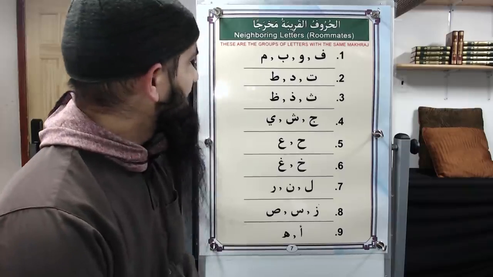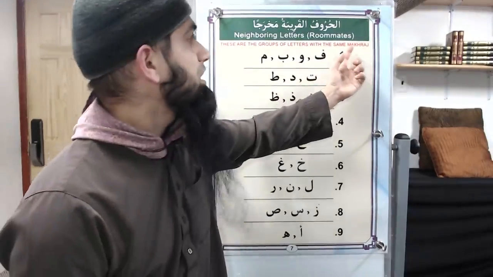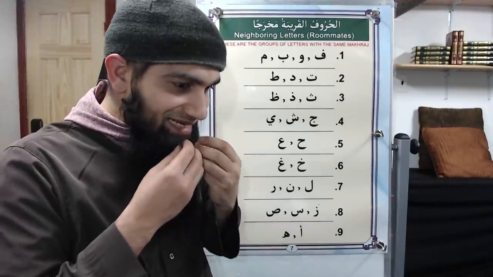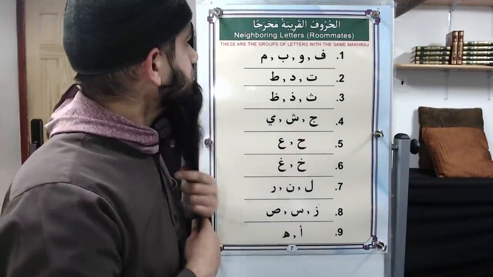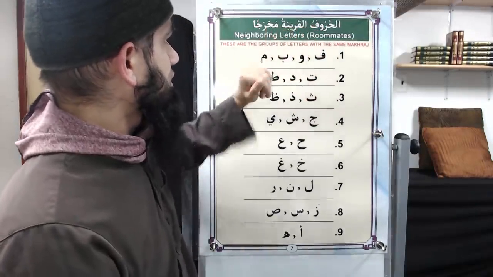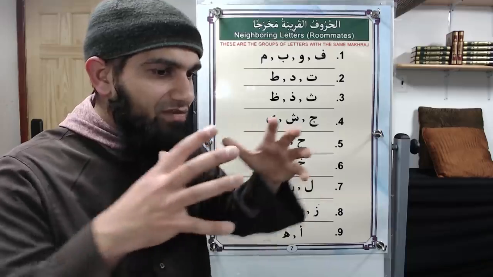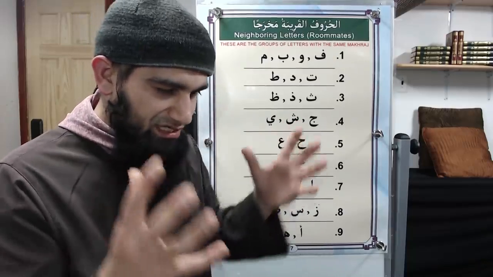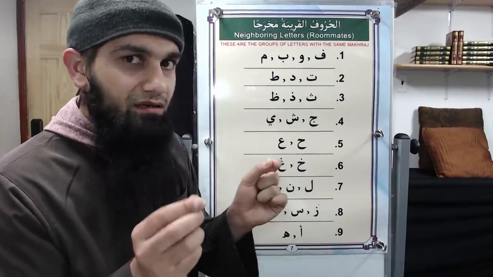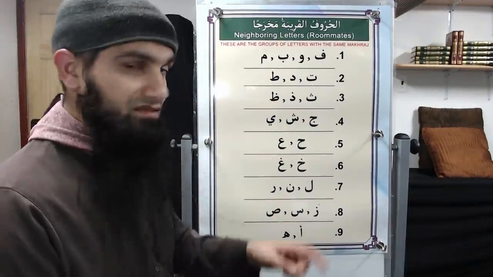Today is a special lesson on the makharij or the makhraj, which means the articulation or the home from which the letter's sound is produced. As you can see, the lesson's title is Al-Huruf al-Qaribatu Makhrajan, neighboring letters, roommates. What does that mean? That means letters that come from the same place, right? They share the same place, but there are some things that make them slightly different than other letters. So there are 9 groups of letters that come from similar places.